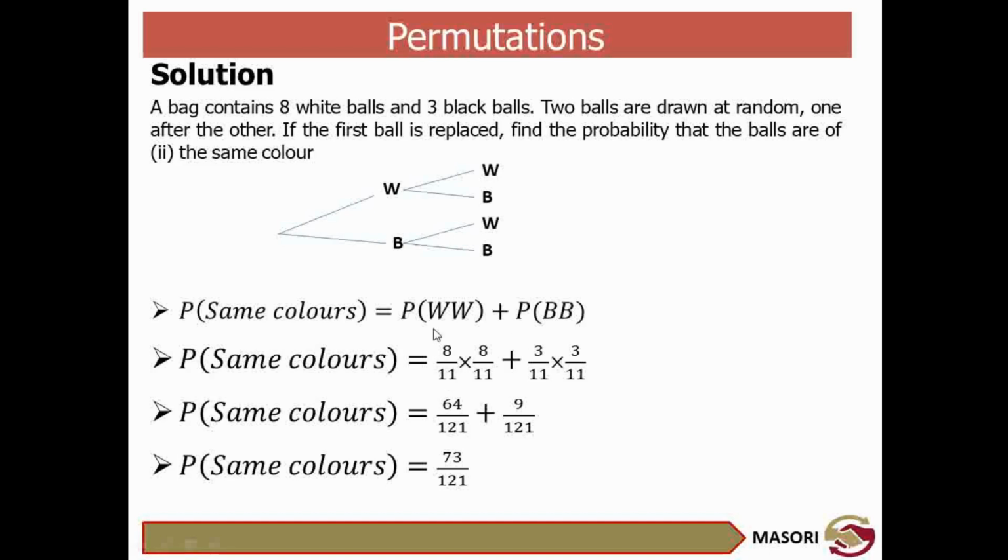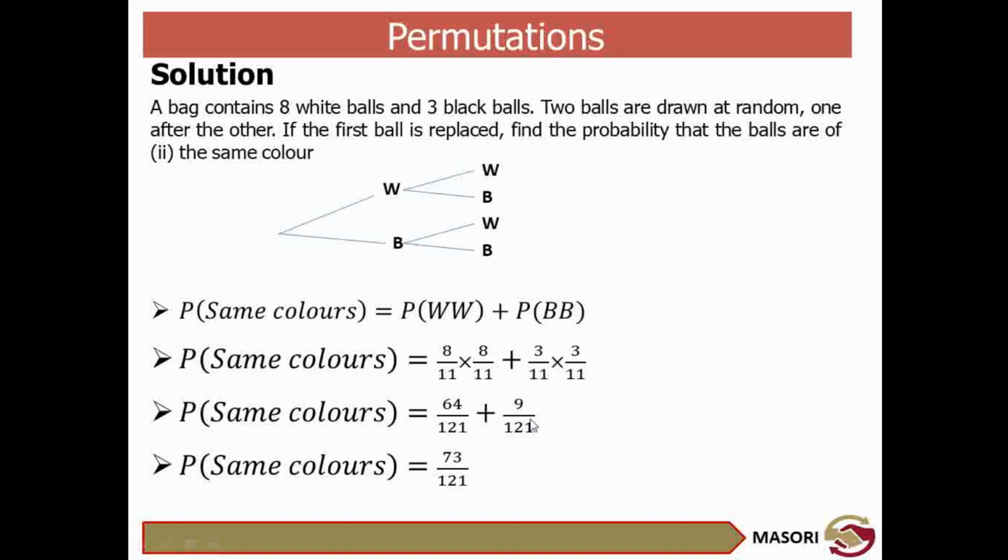Doing that, we note that probability that first is white is 8 over 11, but because replacement is allowed, probability that the second one is also white is 8 over 11. Probability that the first one is black is 3 over 11, and because we are allowing replacement, probability that the second one is also black is 3 over 11. Simplifying this will give us 64 over 121 for the probability of white, white, plus 9 over 121 probability of black, black. Adding the two gives us 73 over 121.